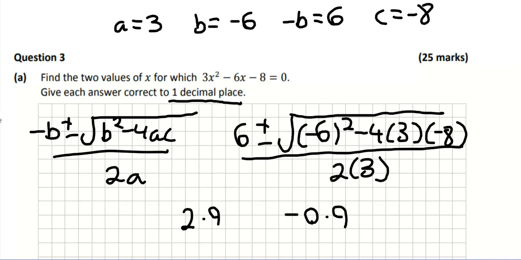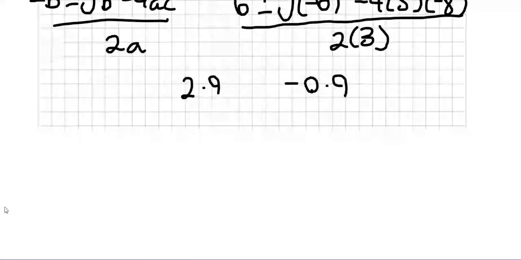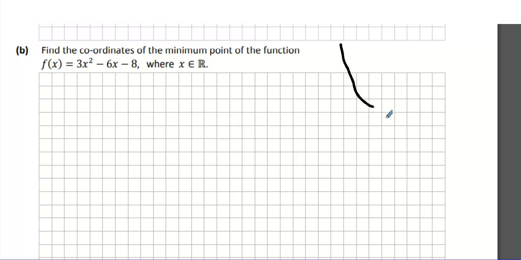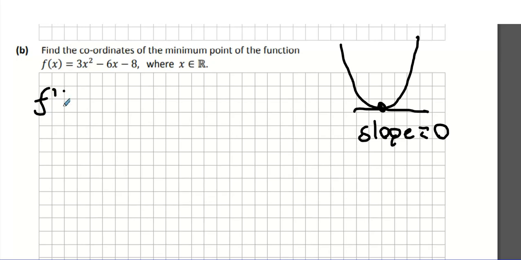Okay, let's go on to the question that has a bit of skill to it. Find the coordinates of the minimum point of the function. Minimum would mean it's a U-shaped function. Otherwise, there wouldn't be a minimum, there'd be a maximum. What's the rule for a minimum? The slope is what? Because it's going directly across, right? So slope is 0. In calculus, what is the slope? First derivative. So let's find the first derivative.